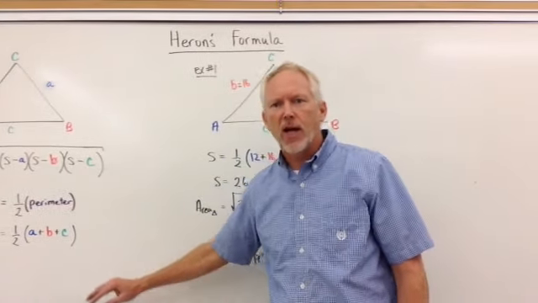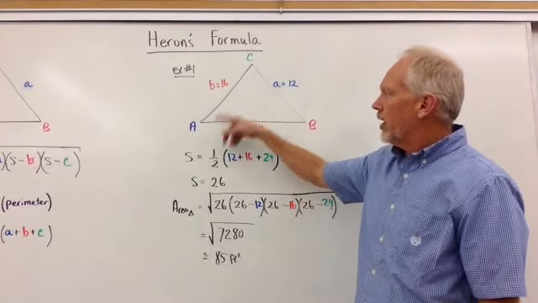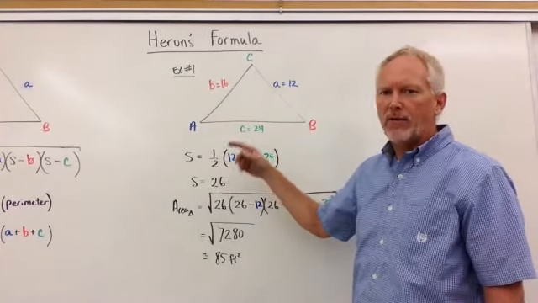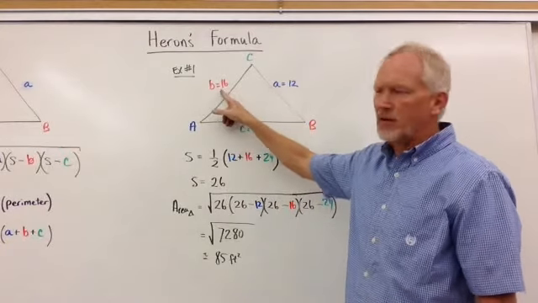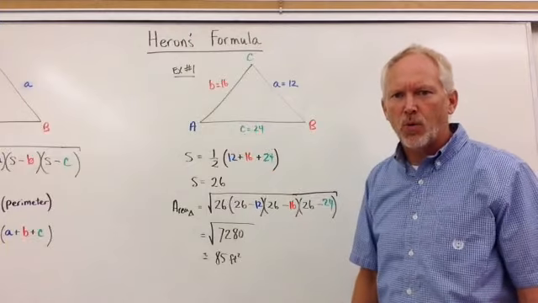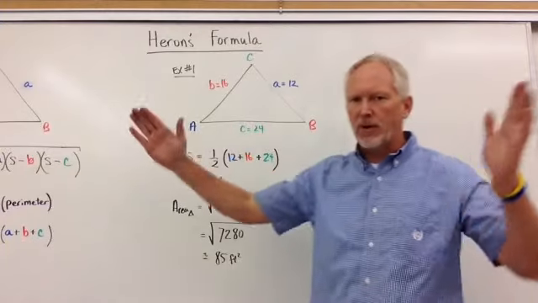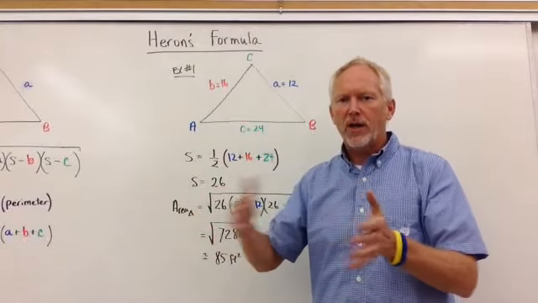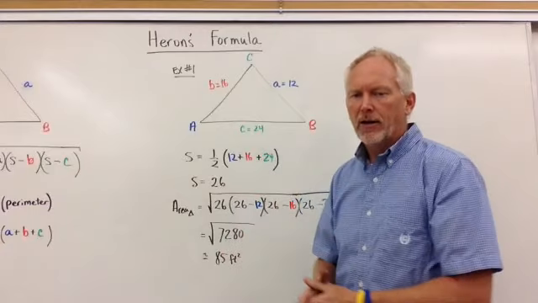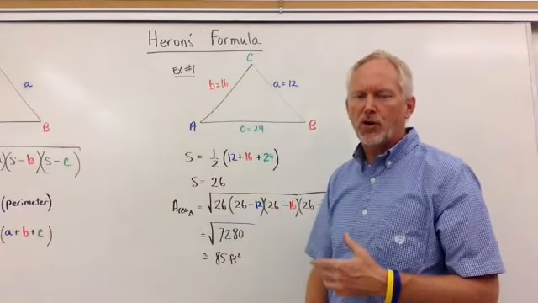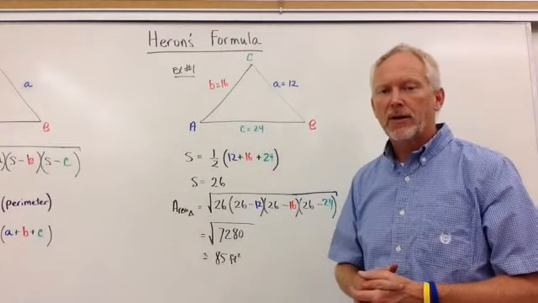Okay, let's look at an example. Let's say we're given triangle ABC, and we have side lengths of A is 12, B is 16, and C is 24. And we want to know, with all these measurements, what is the square footage in this particular area? Maybe I'm trying to design some furniture to go in there, or I want to rent some space out.